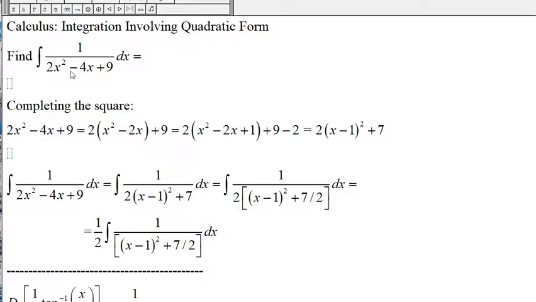Here we have the integral of 1 over 2x squared minus 4x plus 9. So first, let's do completing the square. 2x squared minus 4x plus 9. These two terms are here. Common factor is 2. So we can write it as 2 times x squared minus 2x, and then plus 9.